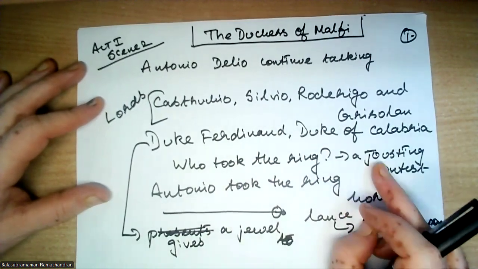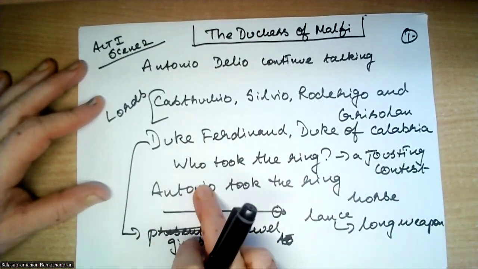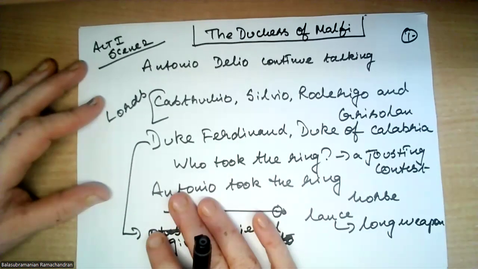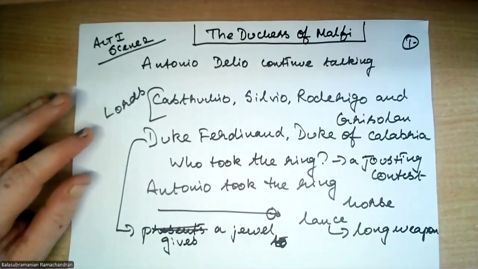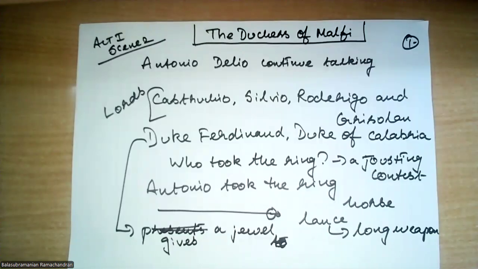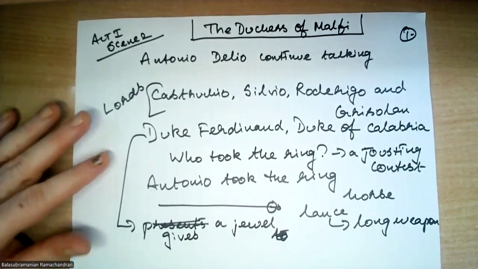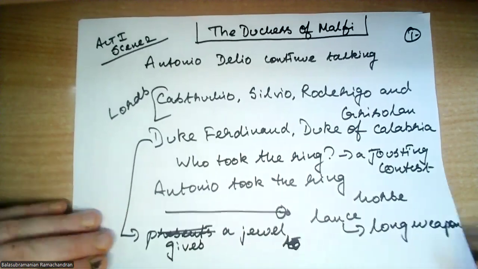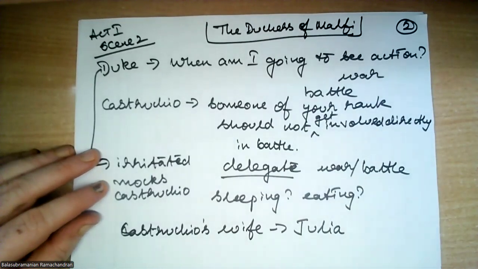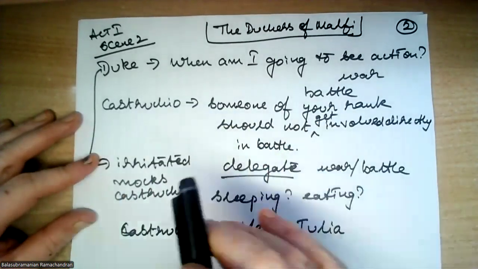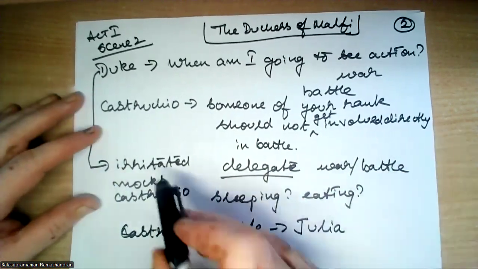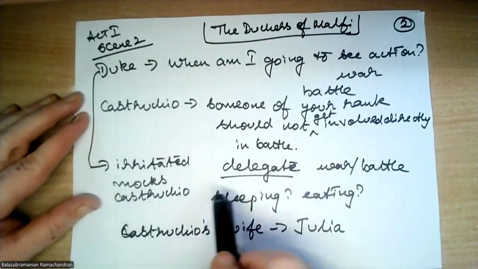And they talk about a jousting event, and he asks about it, and Antonio, who participated in the event, took the ring the maximum number of times. Well, and he says Antonio is present there. So this is what he says: give him the jewel. And then the topic goes on to war. Castruccio makes some comment about war and says no, you should not be directly involved because you're a duke. And the Duke is irritated by this comment.